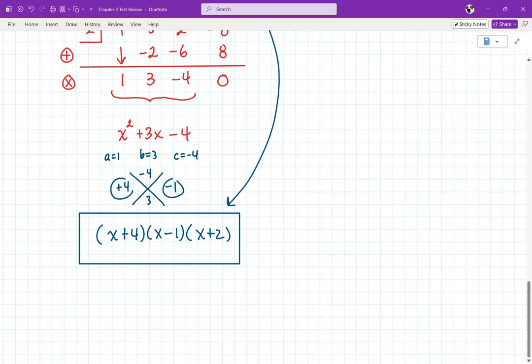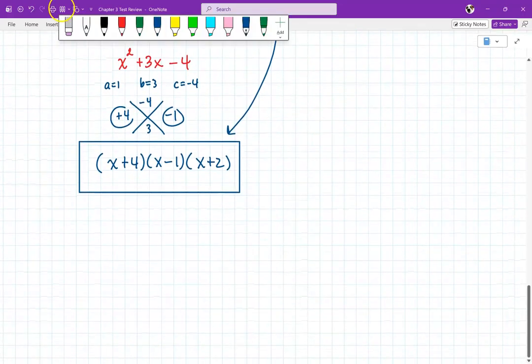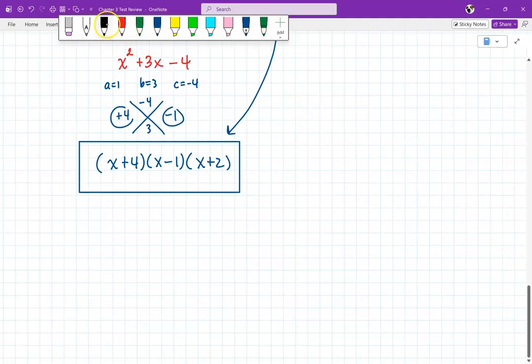So last problem. Trying to stay under 25. I'm doing okay.